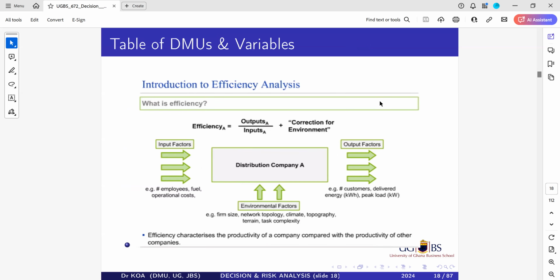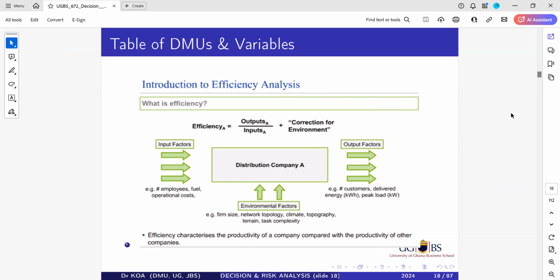It is this data that we call inputs and outputs. The inputs are used to produce the outputs, or the inputs are transformed into the outputs. Data is everything in efficiency analysis. Sometimes when a person wants to write a thesis or a journal, the first question I ask is, how are we going to get the data?